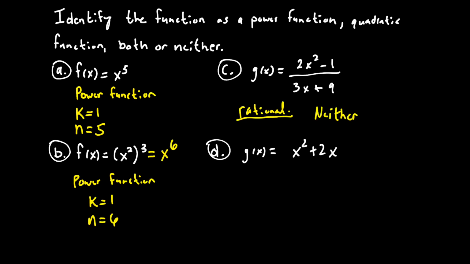Then, in part D, we're given g(x) is equal to x^2 + 2x. This is a quadratic function. But given this plus 2x term here, it means that it cannot be a power function.